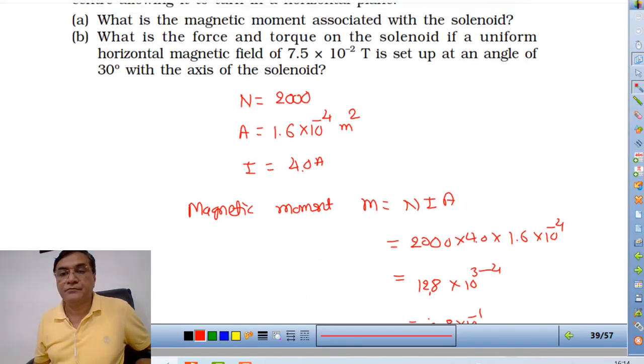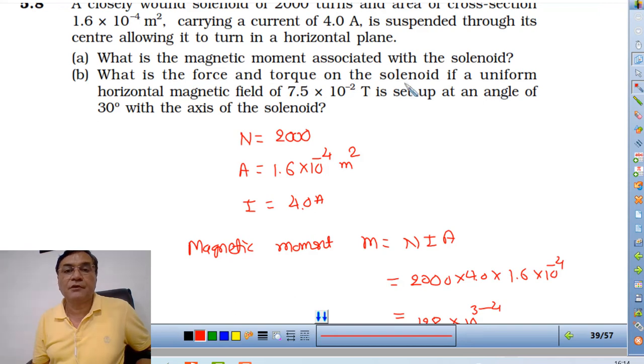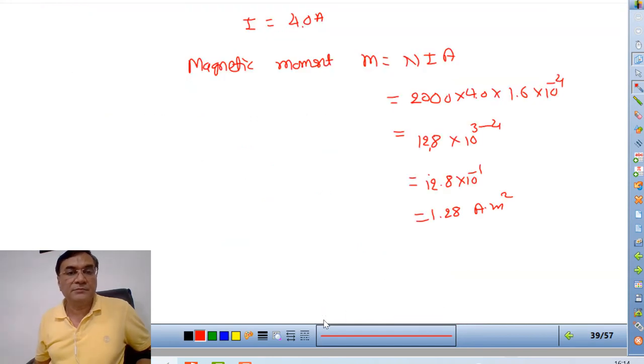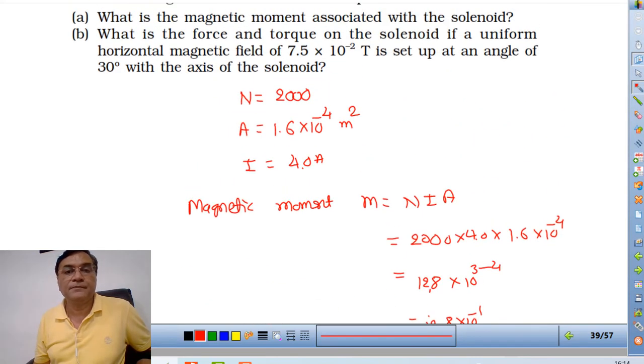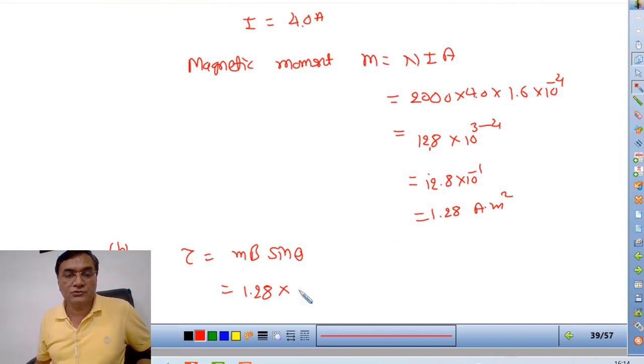Now second question, what is the force and torque on the solenoid if the uniform horizontal field is applied, angle 30 degree. So it is all simple. The second one, so torque is equal to mB sin theta. So m is calculated 1.28. What is the magnetic field given? 7.5 into 10 raised to minus 2 Tesla.